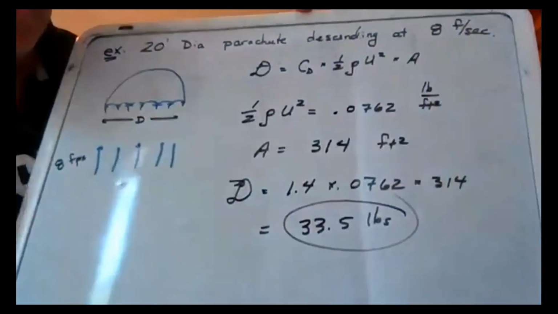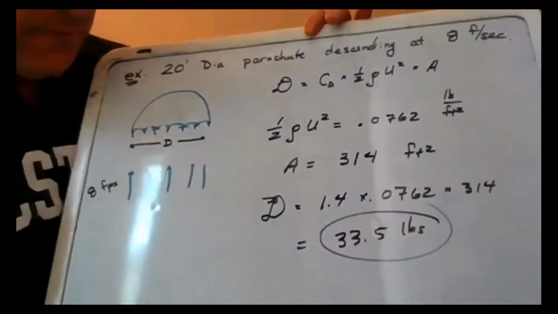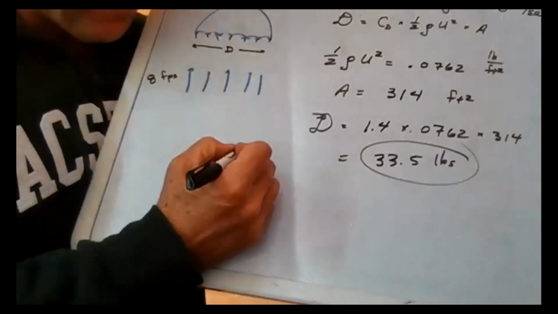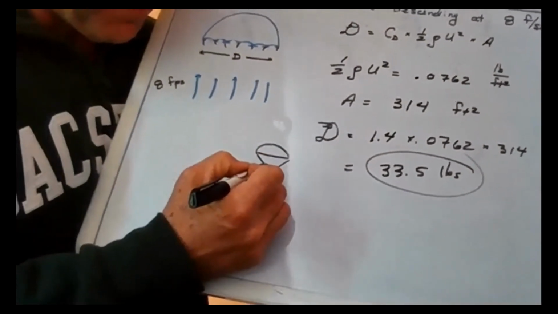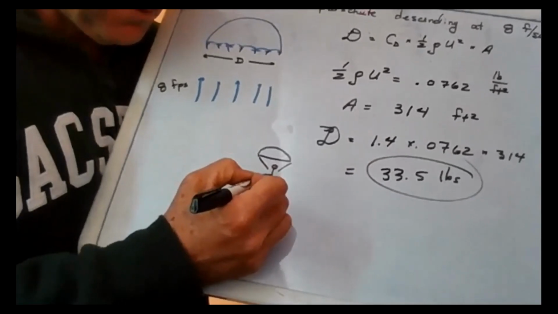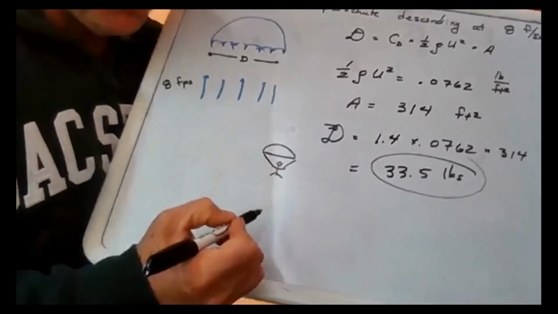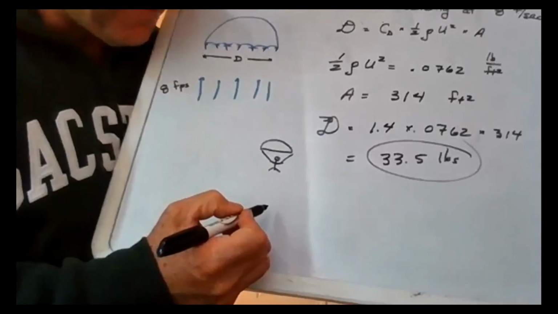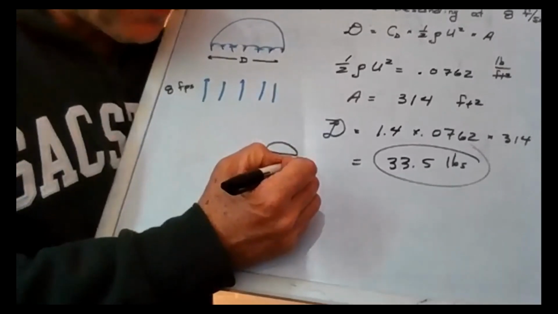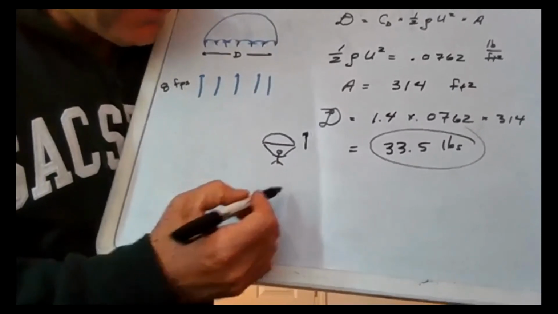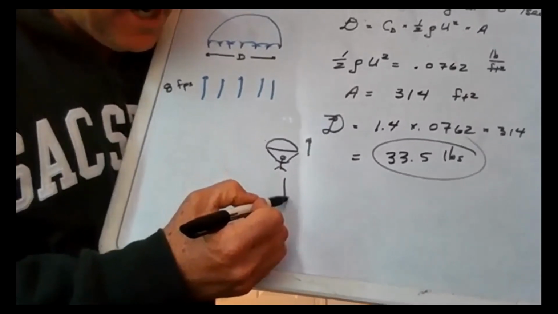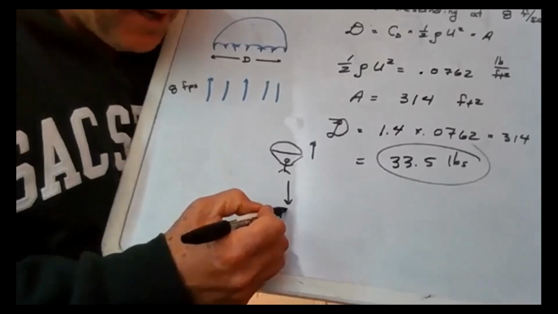Doesn't sound bad, but it's truly not good enough if you think about it. If we did a diagram of what's going on, there's our parachute, roughly, and there's our person descending at 8 feet per second. What we have is a drag force up of about 33 pounds. And then we have this person's weight down. And let's just make them a 160-pound person or whatever.